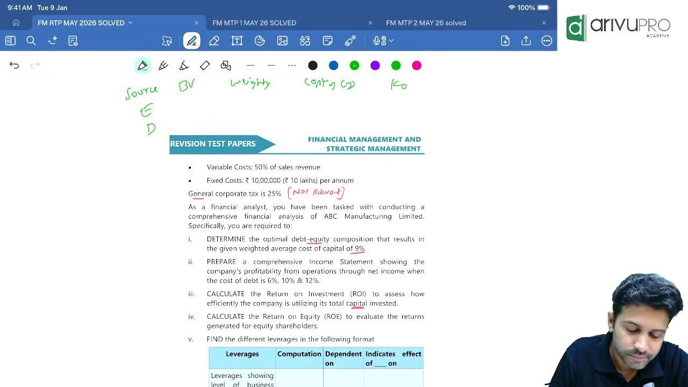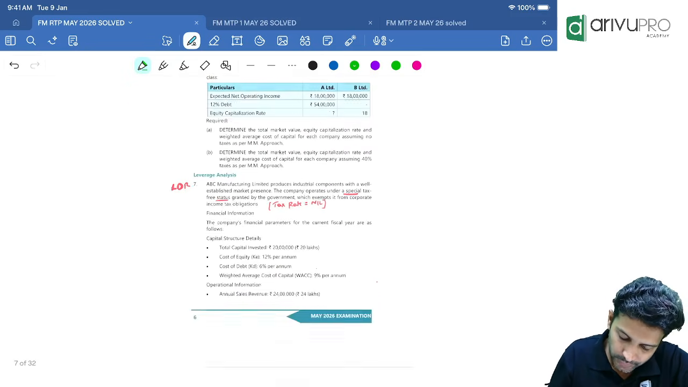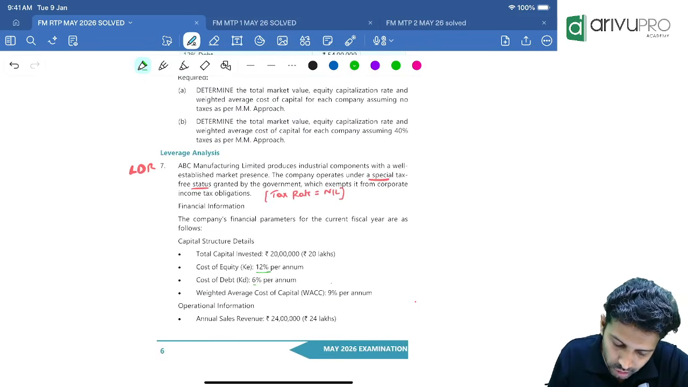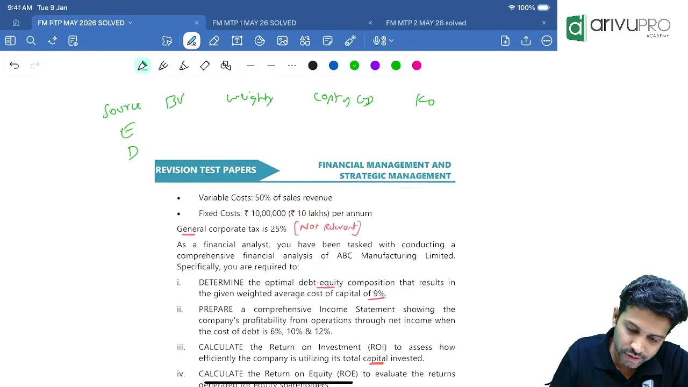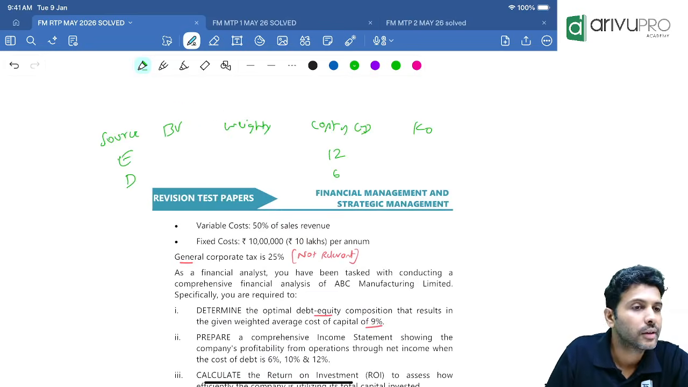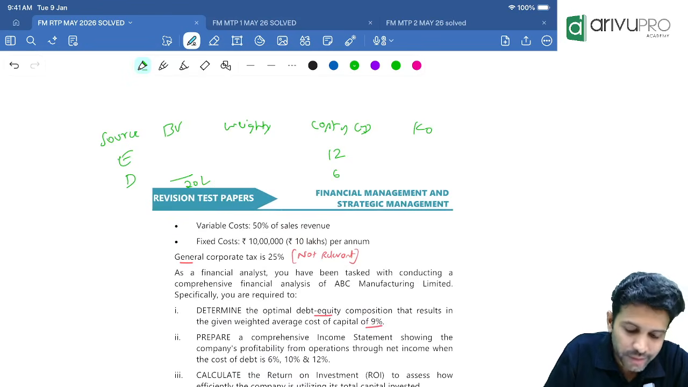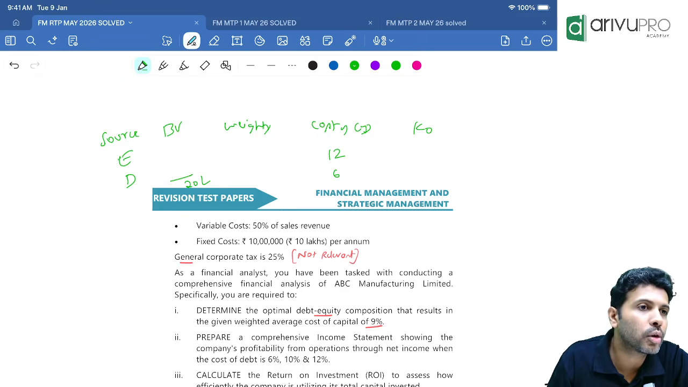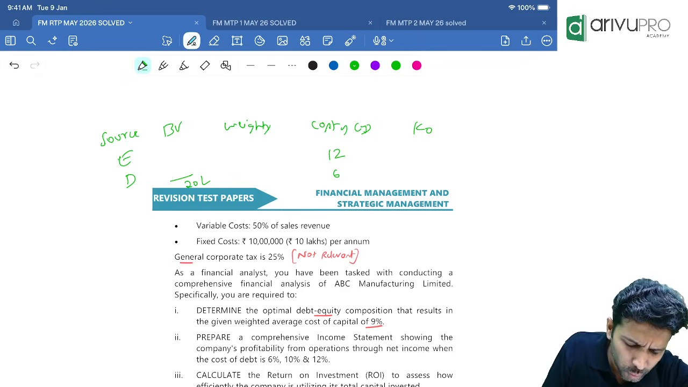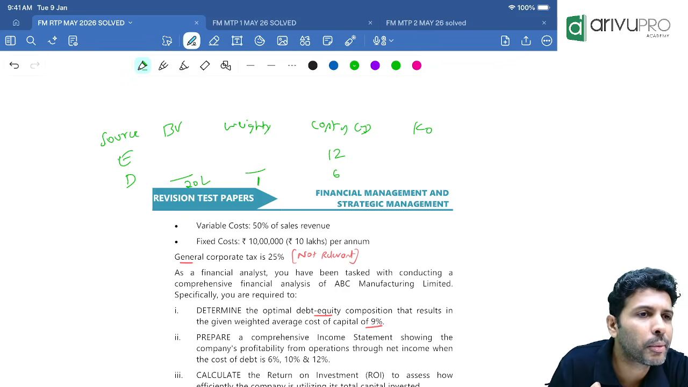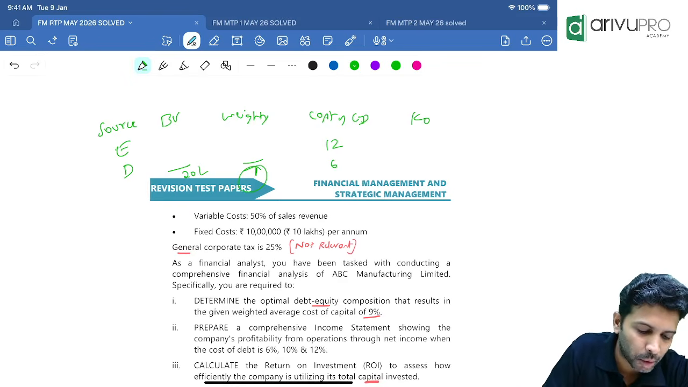Now, do you know the cost of equity? Cost of equity is given as 12, cost of debt 6%. The weights are missing. The total we already know is 20 lakh, equity and debt put together. What is the weightage? We don't know. But one thing we know is the total weight will always sum up to 1. If this clicks, the problem is solved.